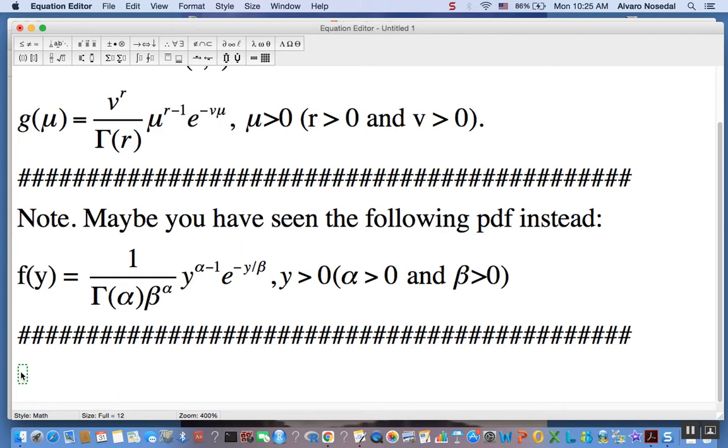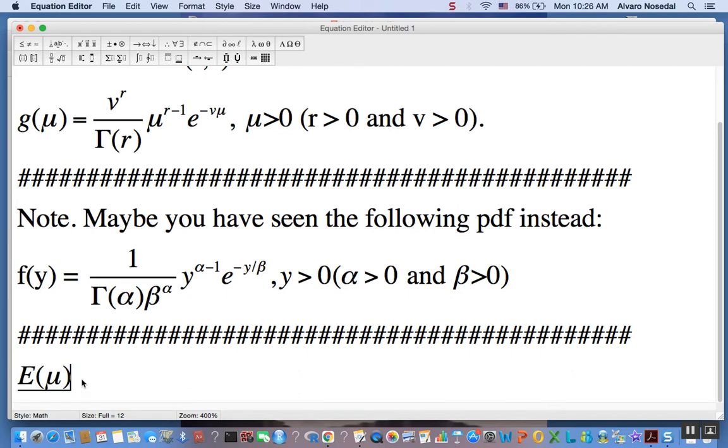Anyway, now something that is going to be useful in this video to select a conjugate prior is remembering what the expected value and the variance for a gamma random variable are. Okay, so very quickly let's derive the formula for the expected value, and then you can derive the one for the variance later on your own as an exercise. So let's find the expected value of a gamma random variable.